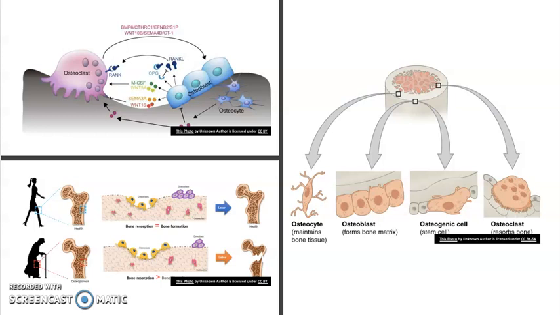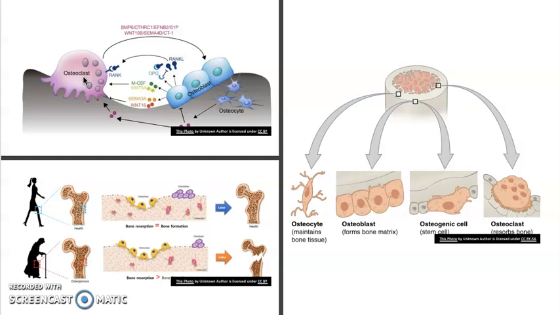Opposing processes of deposition by osteoblasts and resorption by osteoclasts occur on surfaces of endosteum and periosteum. We will talk about them. We call this bone remodeling, and it occurs throughout life. 10 to 20% of our skeleton is replaced each year.